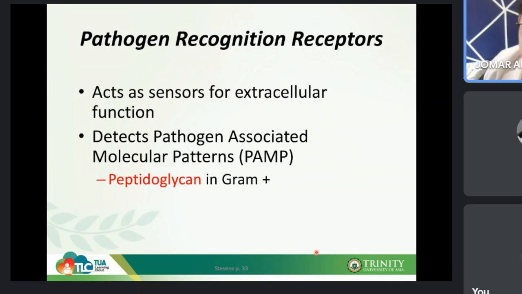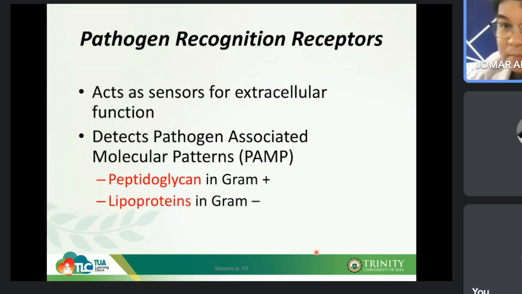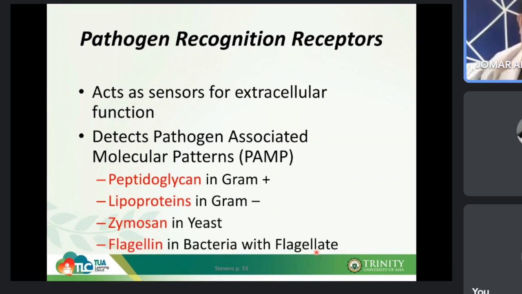Peptidoglycan in your gram positive, your lipoproteins in your gram negative, your zymosan in your yeast, and your flagellin for your flagellate bacteria. Now, some of you will be wondering, sir, may lipoprotein din ng tao. Yes, but these are different type of protein. Polysaccharides, okay, lipoproteins that are usually found in your gram negative bacteria. Okay? Again, your pathogen recognition receptor are able to distinguish molecules present from our body and from the pathogen. And in return, they're able to elicit an immune response. Okay? They're able to elicit an immune response.